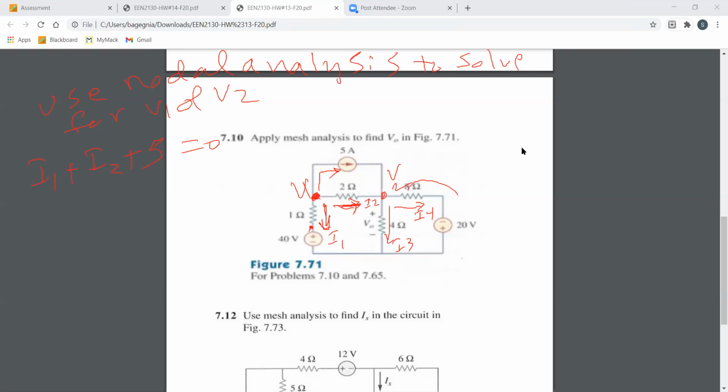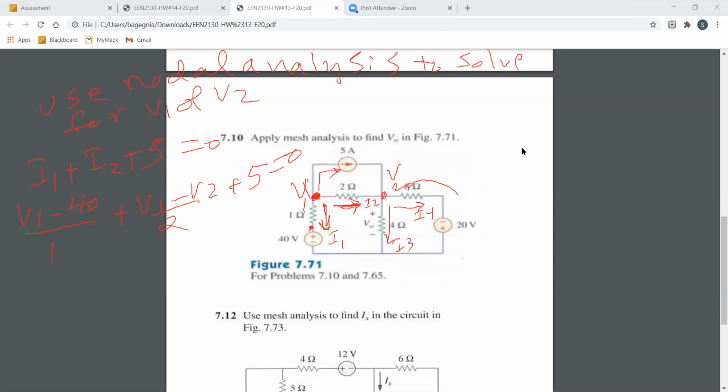Okay, so it's V1. I1, again, will be V1 minus 40, because the current goes from here and it's going to hit that voltage 40 before it hits the 0. So you have to use the 40 volts. Divide by 1, plus I2 going from V1 to V2, divided by 2, and plus 5 equals 0.